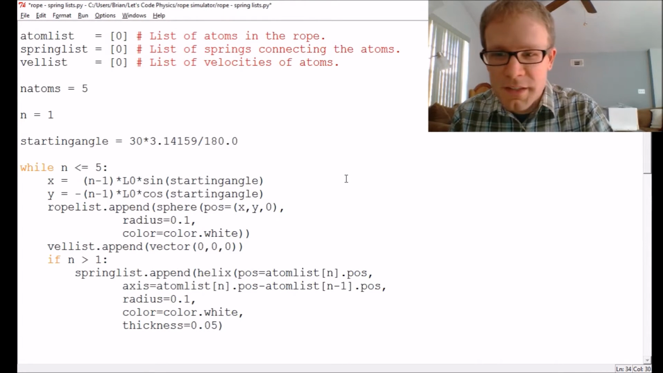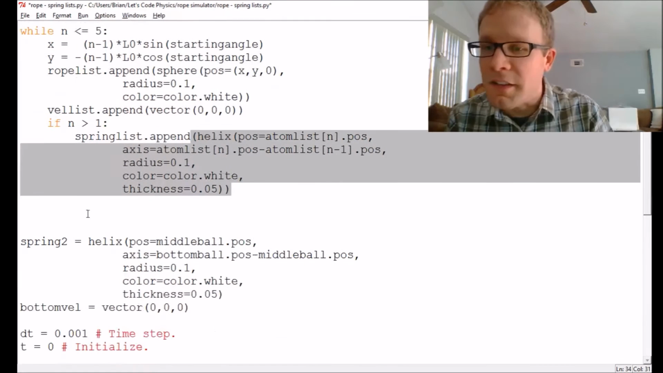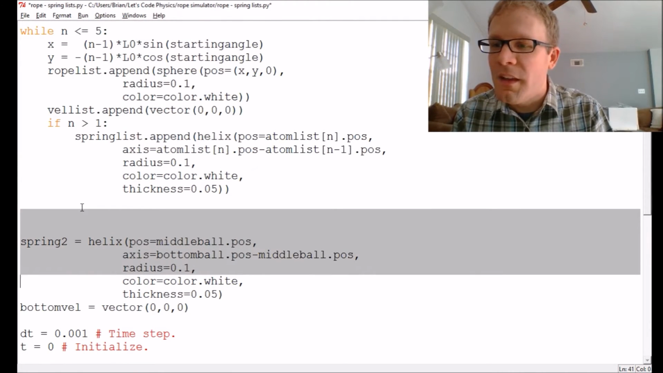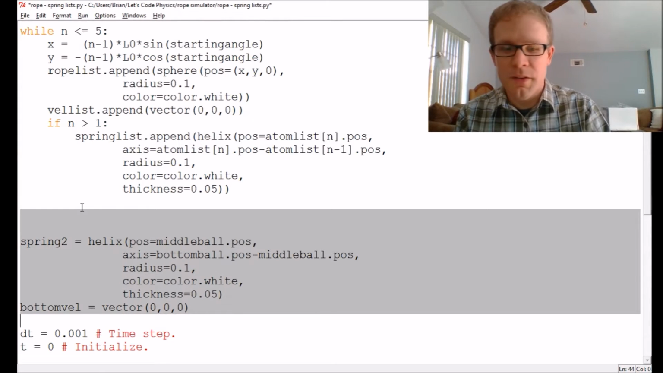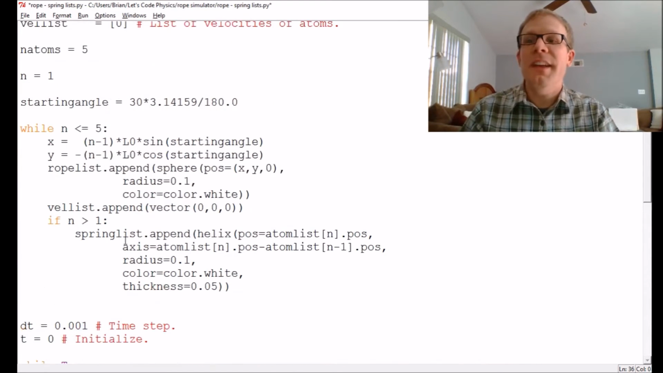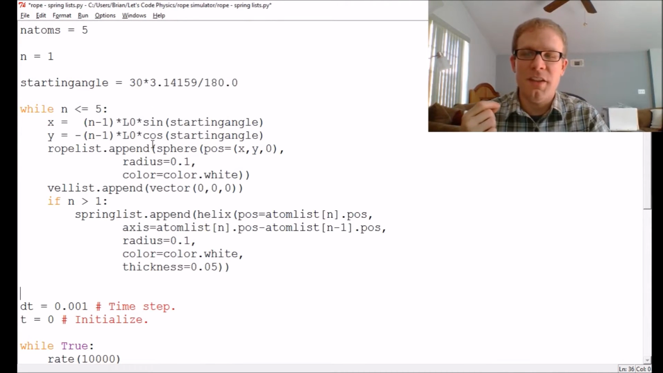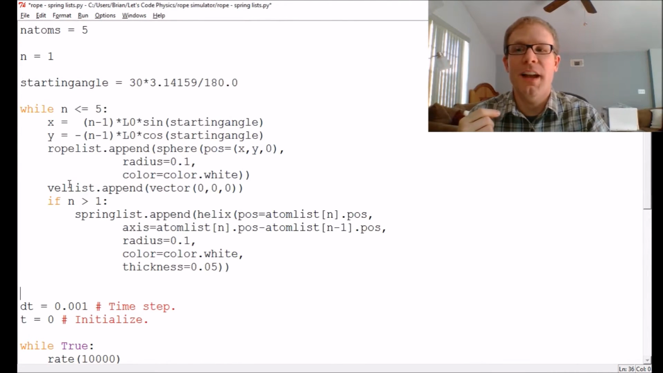Spring list, let's see. So I don't need the spring command anymore. I don't need the bottom velocity anymore. And so now you notice this has already become nice and cleaner. So I've only got the creating an atom once. I've only got the creating a velocity once. And I've only got the creating a spring once. So that's already nice and convenient.